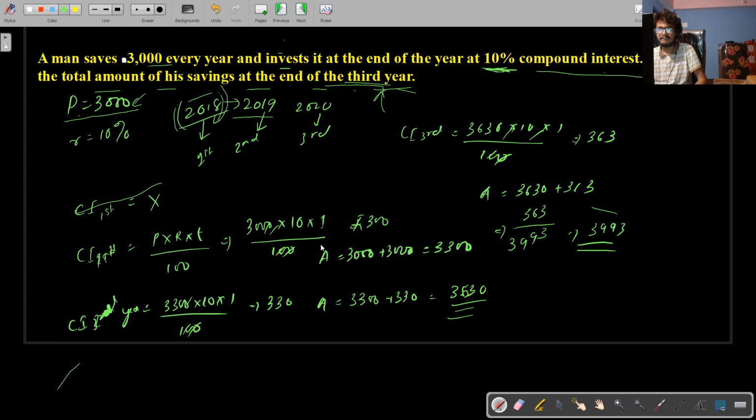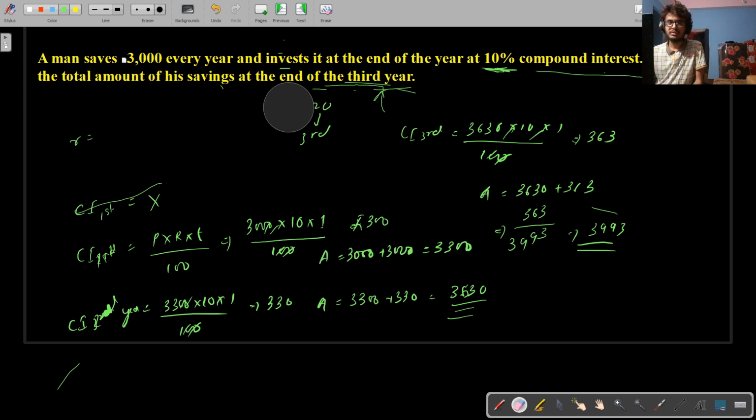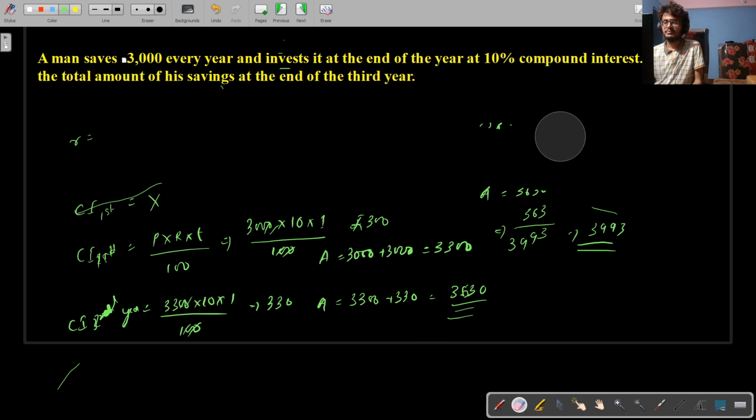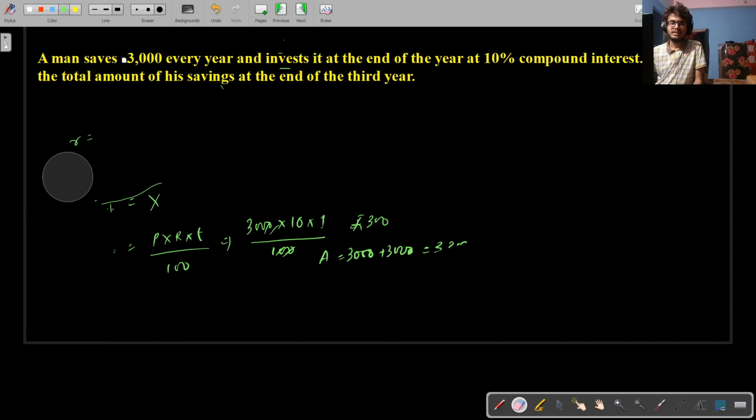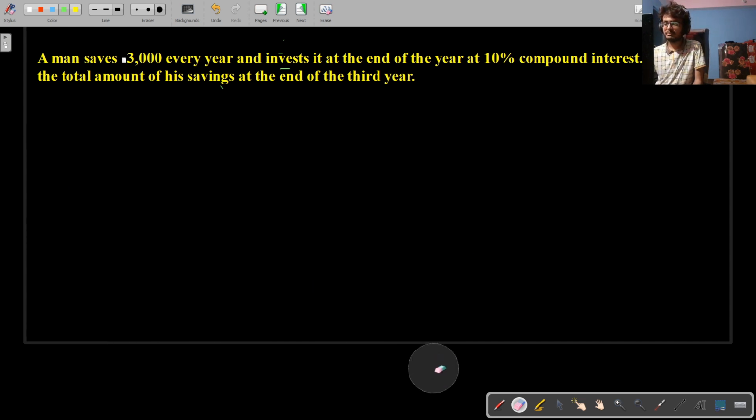Here in mine it says: a man saves 3,000 every year and invests it at the end of year at 10% compound interest. Just calculate the total. 2B, right? Wait, let me see. Oh yes. I made a mistake. Thank you for looking at the book. Okay, 3,000. I made a big mistake.